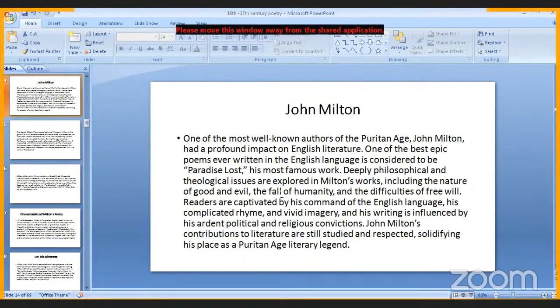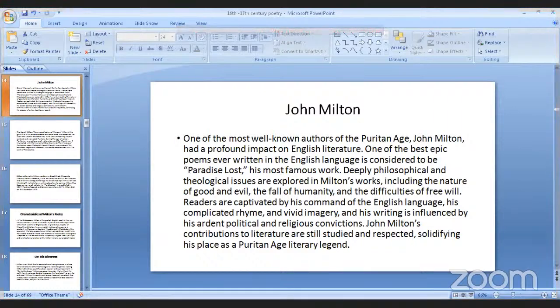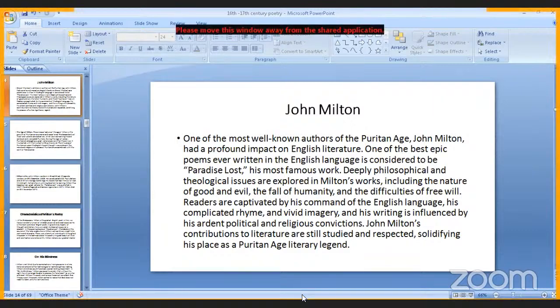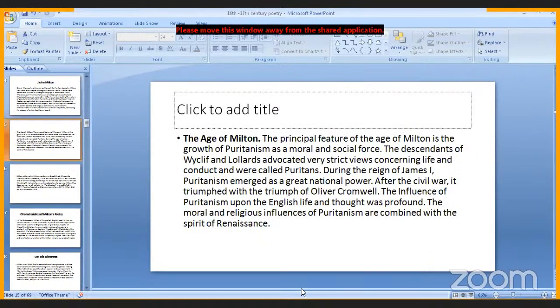Now, the deeply philosophical and theological issues are explored in Milton's works, including the nature of good and evil, the fall of humanity, and the difficulties of free will. Readers are captivated by his command of the English language, his complicated rhyme and vivid imagery, and his writing is influenced by his ardent political and religious convictions. John Milton's contributions to literature are still studied and respected, solidifying his place as a Puritan age literary legend.